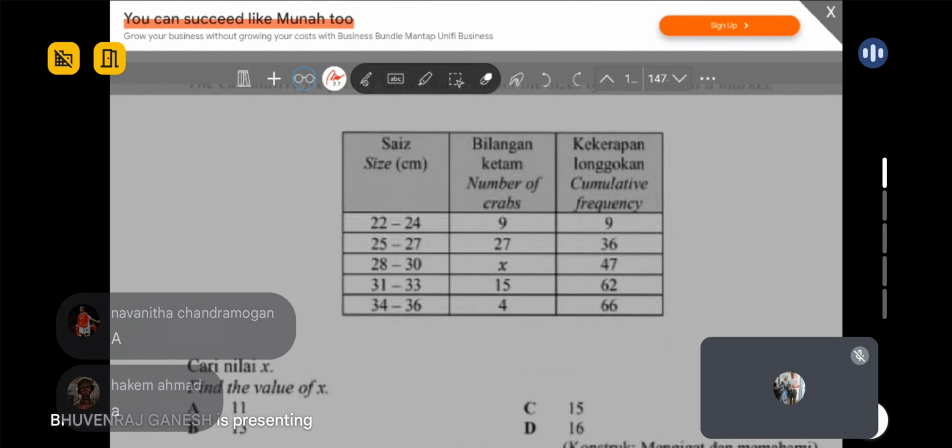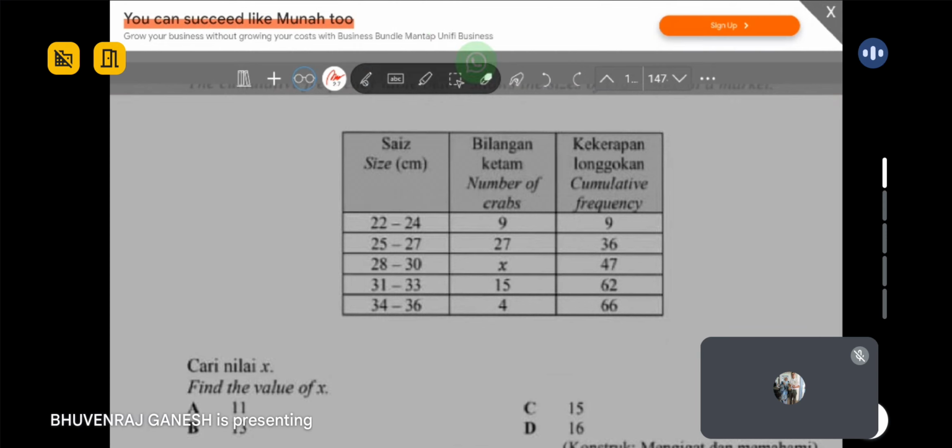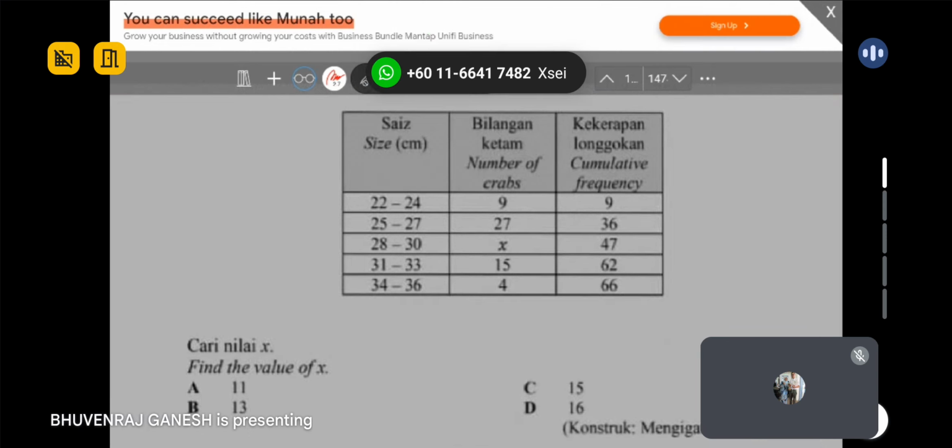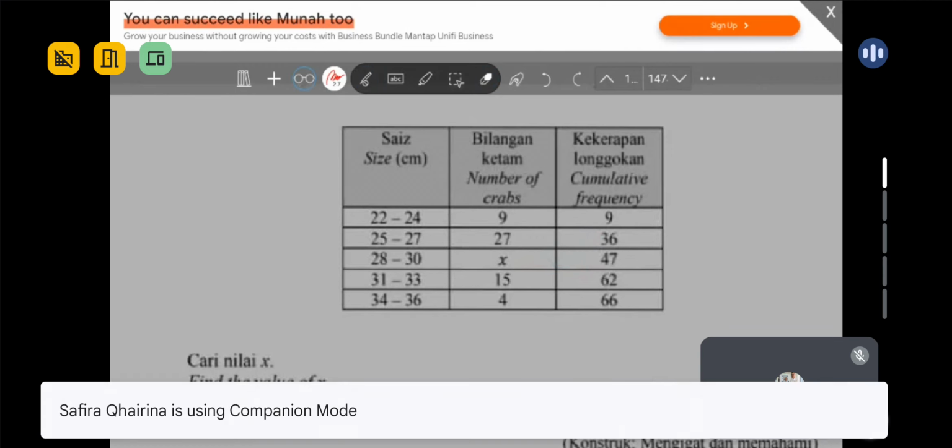Wow, Hakim start already, yeah? Okay. Let me check and see. Okay, yes, correct. The answer is 11, guys. 11 A. All right, very good. So how to get 11? You must say 36 plus X equal to 47. So X akan sama dengan 11. Okay, that's all. So the answer is 11.